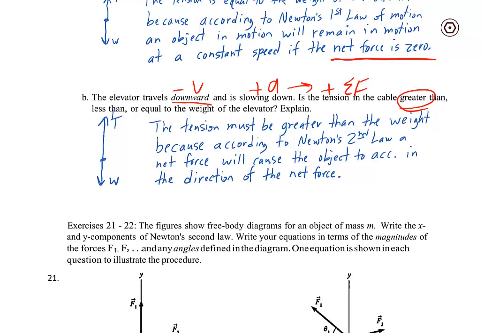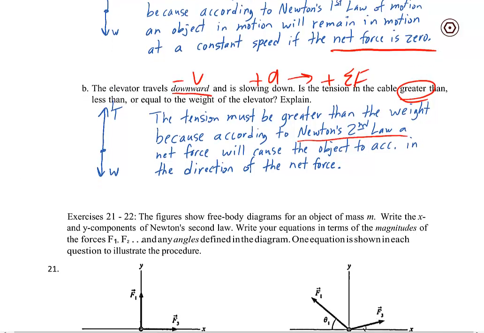So the tension must be greater than the weight because according to Newton's second law, and this is me justifying my answer, giving proof, a net force will cause an object to accelerate in the direction of the net force. I could have expanded a little further and said this object is accelerating up, so the tension must be greater than the weight.